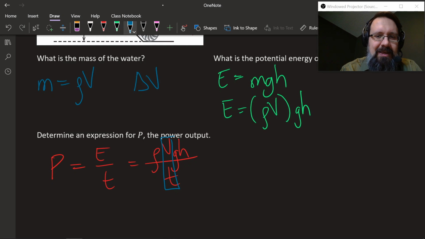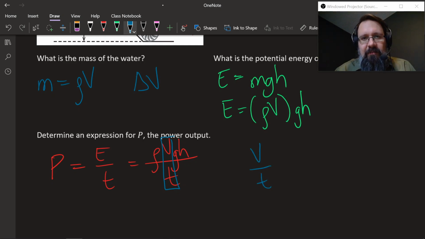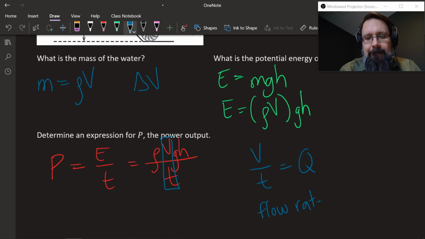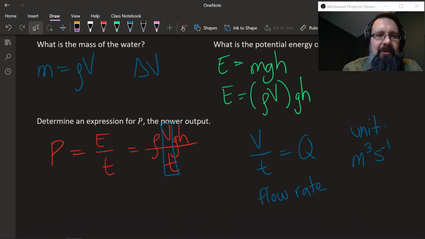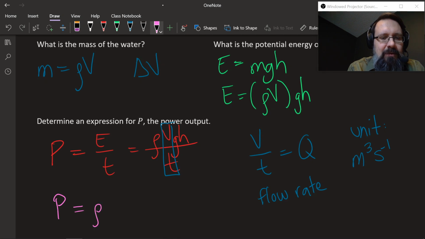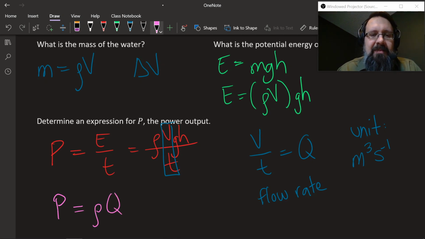What we do is we take this term V over T, which is basically the volume of water that flows over time, and we're just going to call that Q. This is called the flow rate. The unit of the flow rate is volume divided by time, so meters cubed per second. So when we write out our equation for the power of a dam, we say power equals rho Q g h: the density of water times the flow rate times g times h.